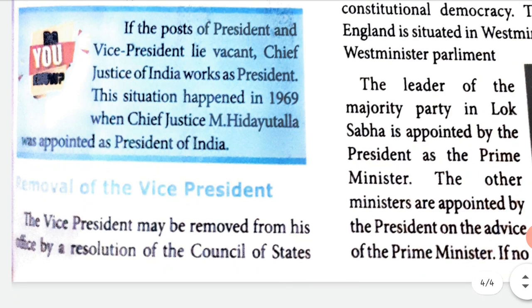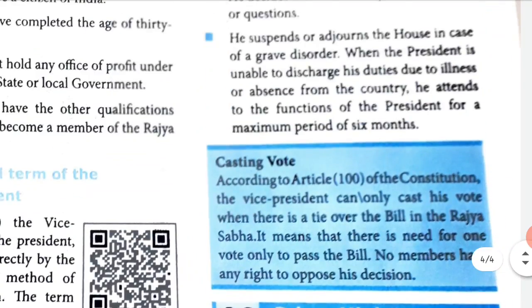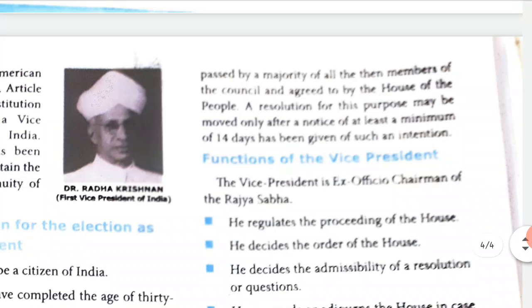Removal of the Vice President. The Vice President may be removed from his office by a resolution of the Council of States passed by a majority of all the then members of the council and agreed to by the House of the People. So the Council should also agree, the House, Parliament House should also agree.